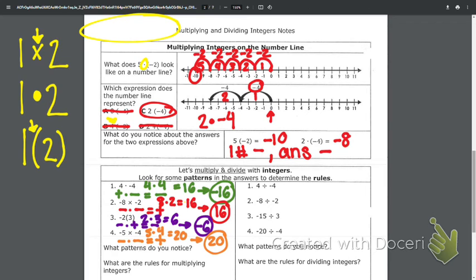Let's look at that dividing side. We have 4 divided by -4. The rules still apply. Nothing has changed in terms of the rules. So we have a positive divided by a negative, which means that my answer will become negative. Then I just do the math. 4 divided by 4. 4 goes into 4 one time. So that means my answer will be -1.